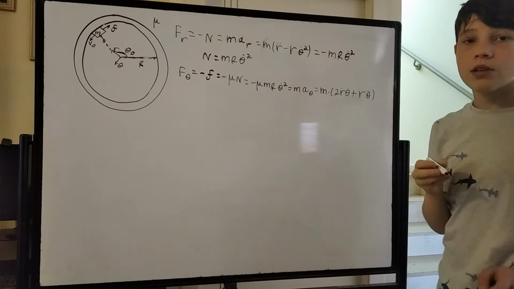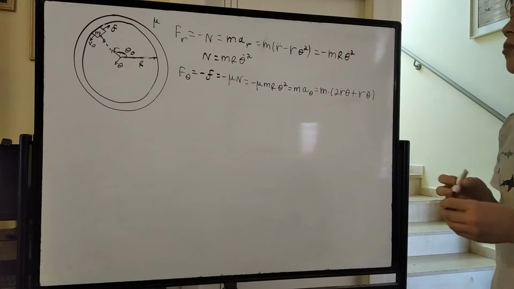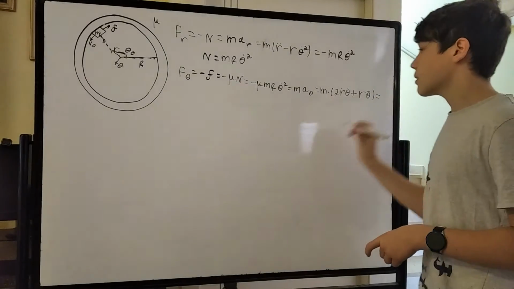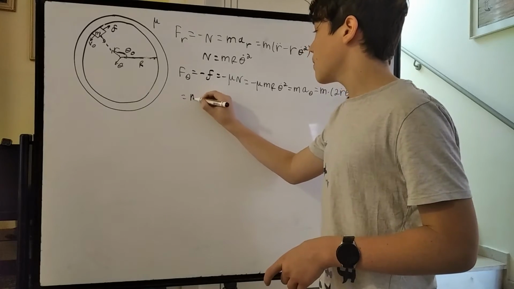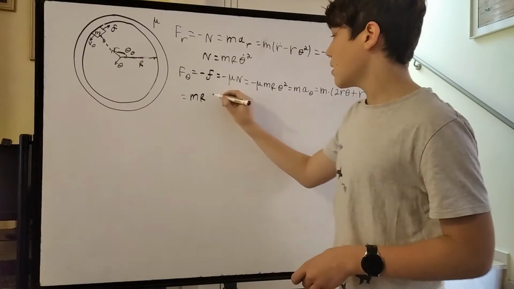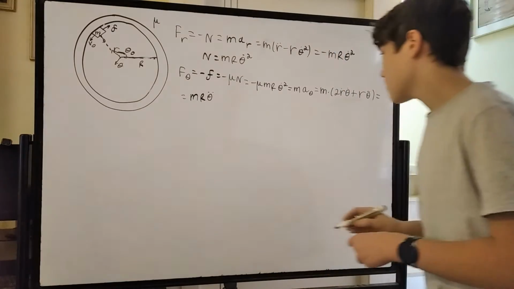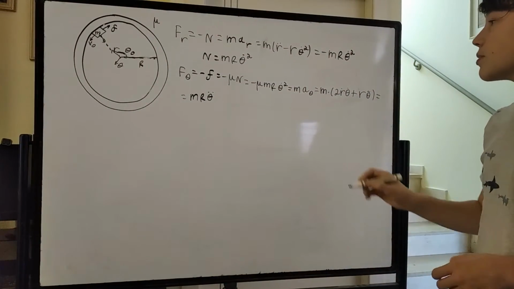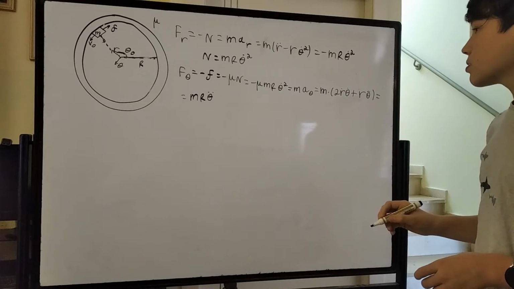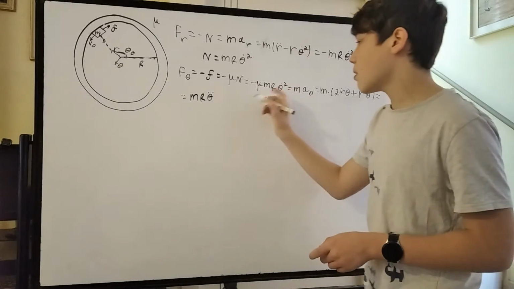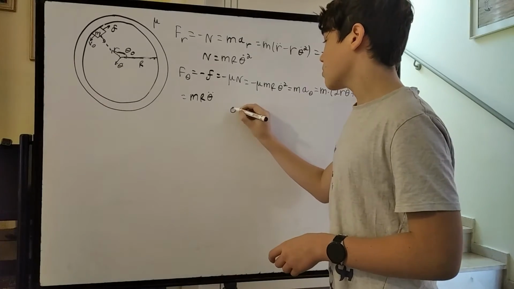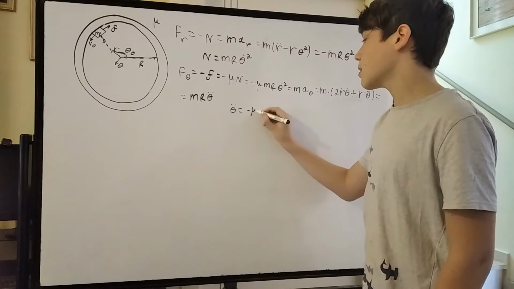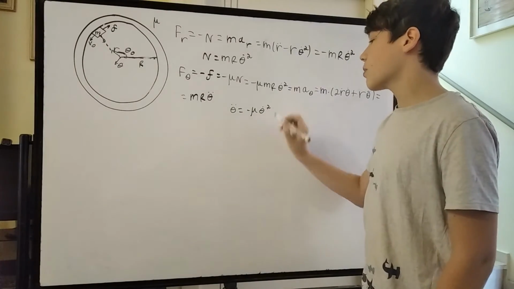But again, because our radius is constant, r dot, which is the derivative of the radius with respect to time, is 0. Meaning that this is mass, radius, and then theta double dot. And now we could do some simplification. So let's cancel out m times r, and we'll get theta double dot is negative mu theta dot squared.